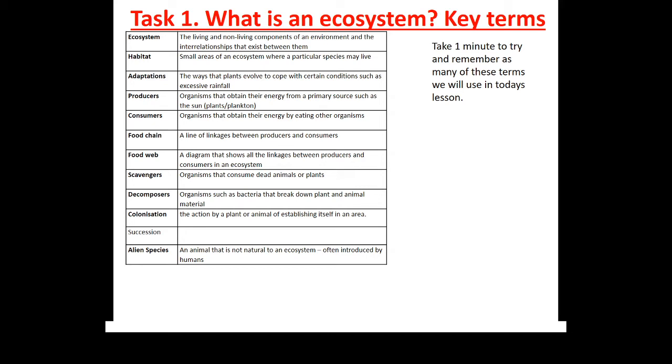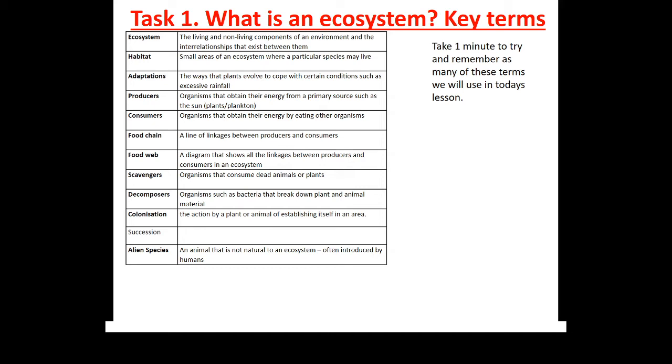Food chain is a line of linkages that put these consumers together. A food web then takes complex food chains and puts them together to make a more complicated version. A scavenger is an organism that consumes dead animals or plants. A decomposer is an organism that breaks down dead animals and plants like fungi or bacteria.